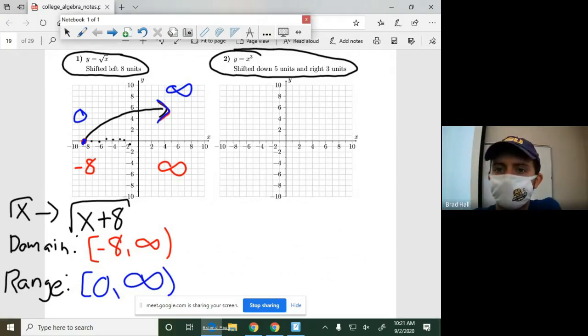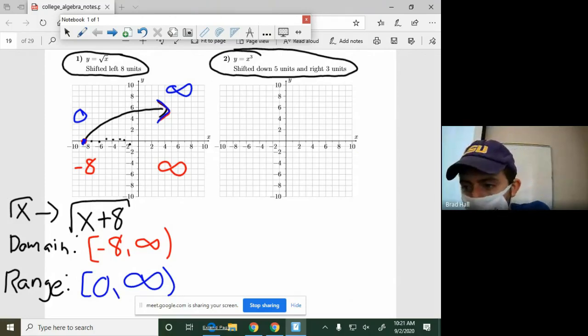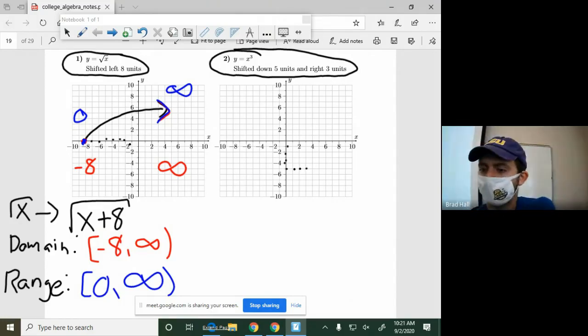So let's take that, shift it down 5 units, 1, 2, 3, 4, 5, and to the right 3 units, 1, 2, 3. And now that is where the graph will occur. Again, my graph isn't very good. It will illustrate this much better in my math lab.